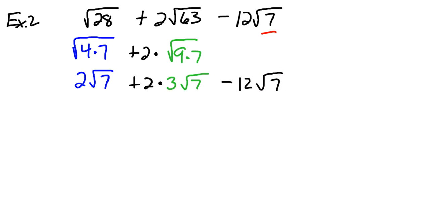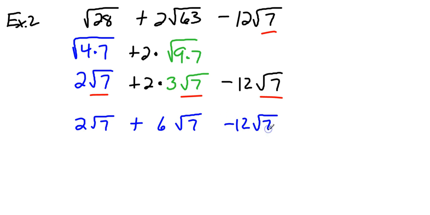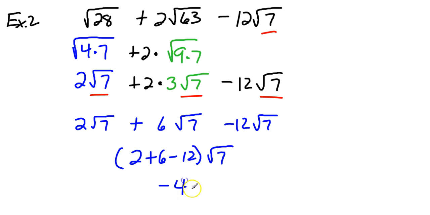So for that one, they all came out to have the square root of 7. So we've got 2 square root of 7. Doing 2 times 3, that's a 6 square root of 7. At the end, you've got a minus 12 square root of 7. So really it's 2 plus 6 minus 12. So that's 8 minus 12, that's a negative 4 square root of 7.